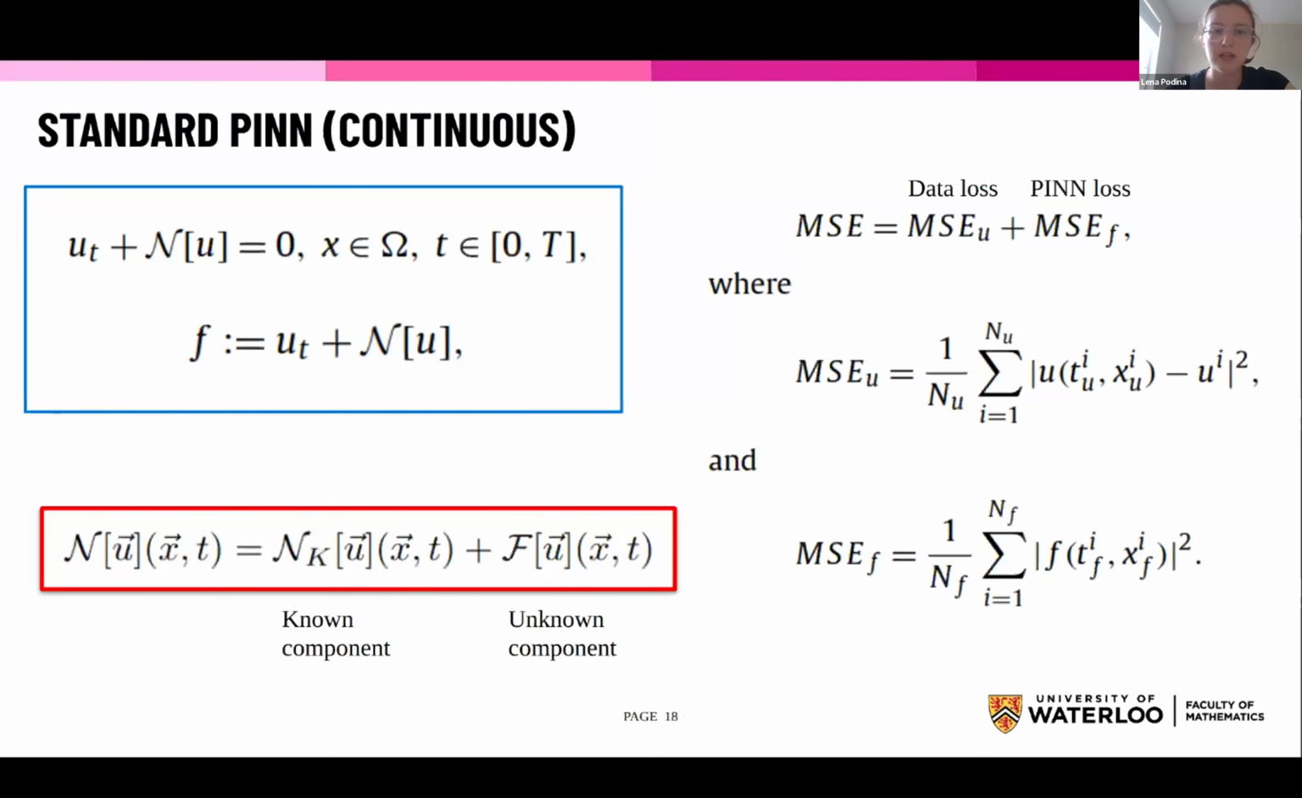In our method, we make an extra assumption that the differential operator N here can be split into two components, a known component and an unknown component. We model the unknown component, and later on we look at cases where we have several of those. You can model that with a neural network.